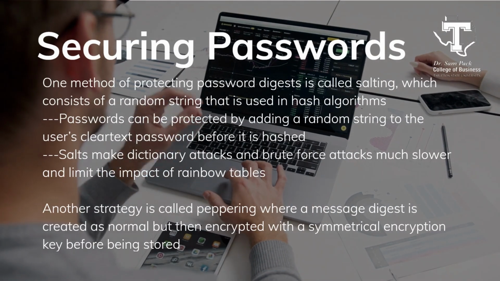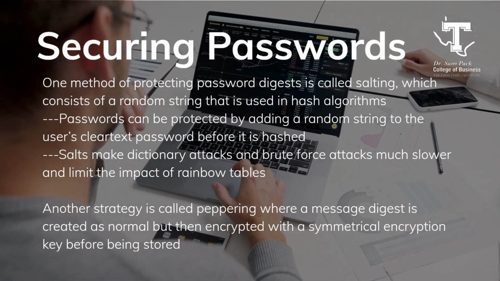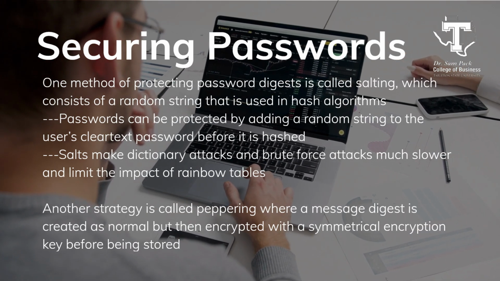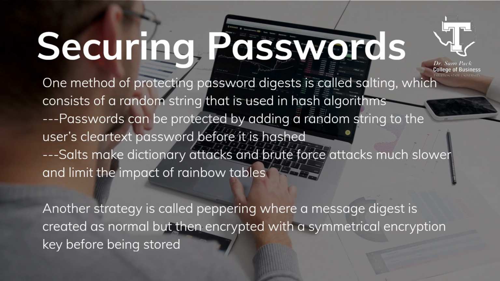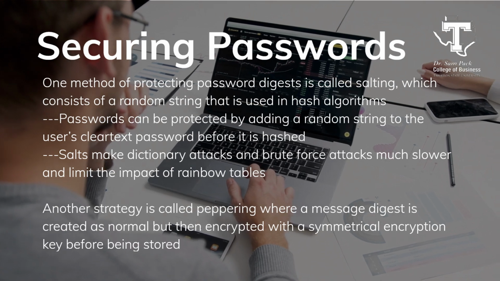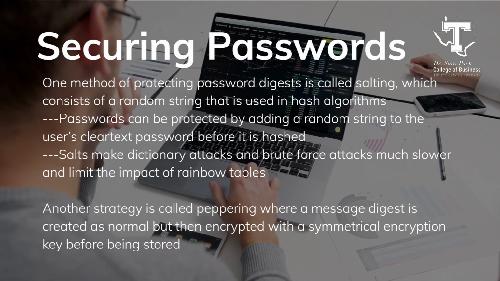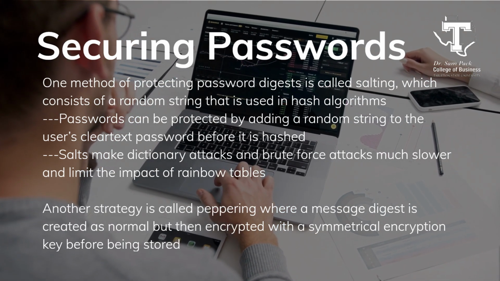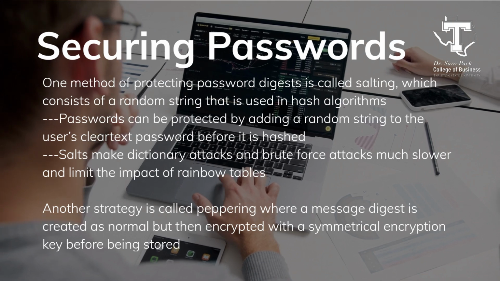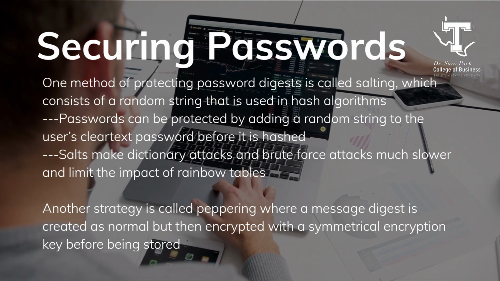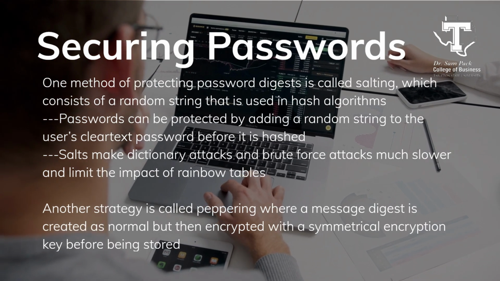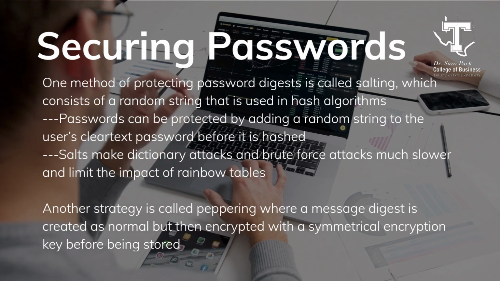To secure password digests, one effective method is salting. This involves adding a random string, known as a salt, to the user's cleartext password before hashing. Salts significantly slow down dictionary and brute force attacks and help thwart rainbow table attacks. Another method is peppering. Here, the password digest is created and then encrypted with a symmetric encryption key before storage, adding an extra layer of security.